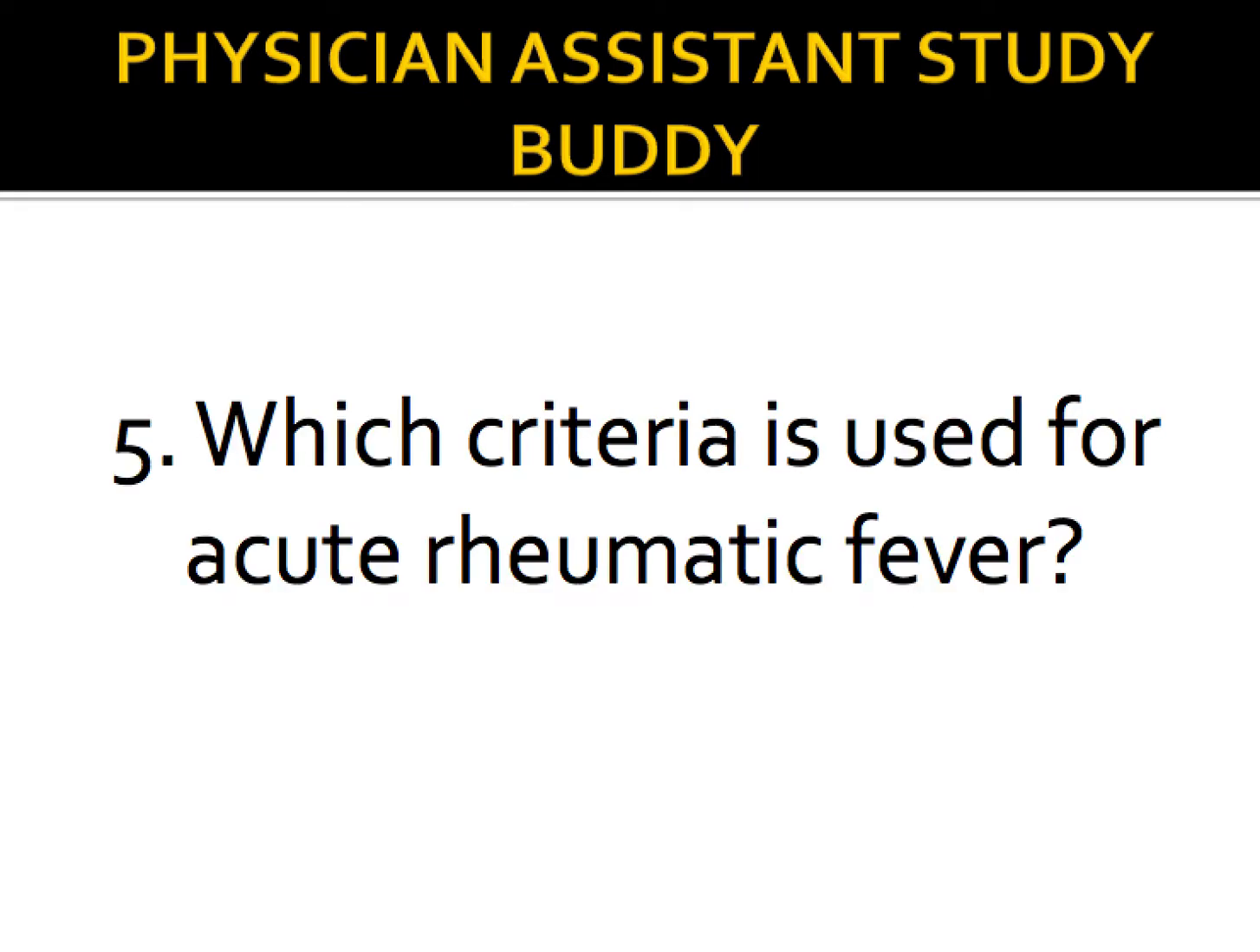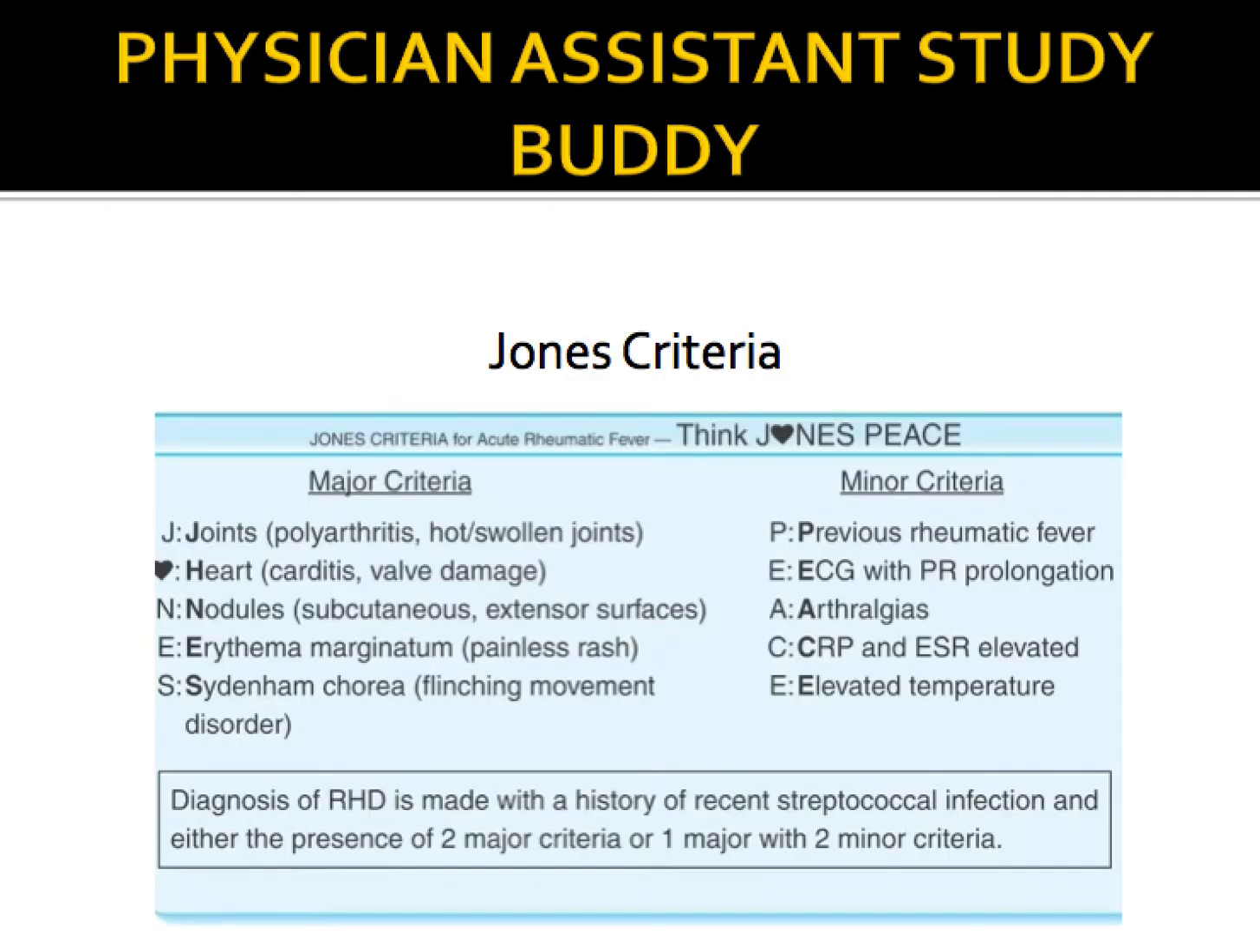Question number five: which criteria is used for acute rheumatic fever? So you're going to have a stem where you're going to diagnose acute rheumatic fever, but in order to diagnose somebody with it, you're going to need to utilize which criteria? That criteria is the Jones criteria. There's major criteria and minor criteria. To diagnose somebody with rheumatic fever, there needs to be the presence of two major criteria, or one major and two minor.